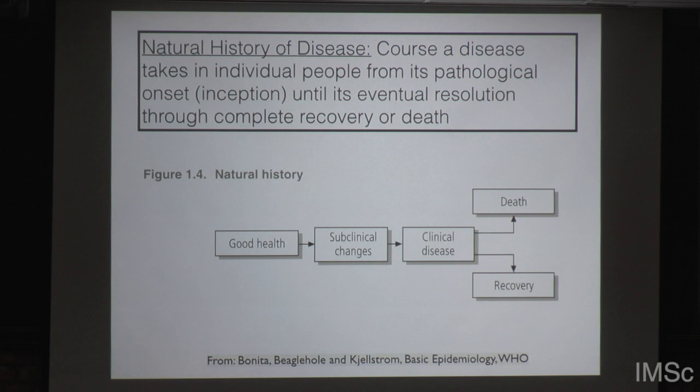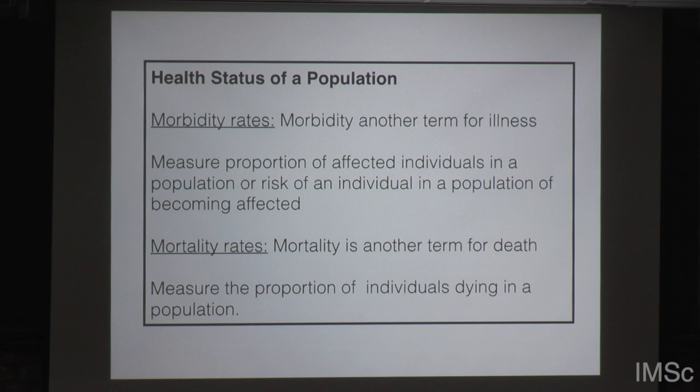The other term that we use, again very briefly, is the natural history of the disease, which is how an individual goes from being in good health to either recovering from the disease or dying, with the intermediate phase in which the person is infected and undergoes subclinical changes and later the clinical disease, which is diagnosed in terms of the person. Okay, so here are now some new terms that I'm going to introduce to you.